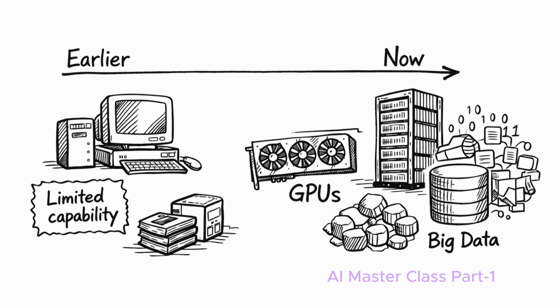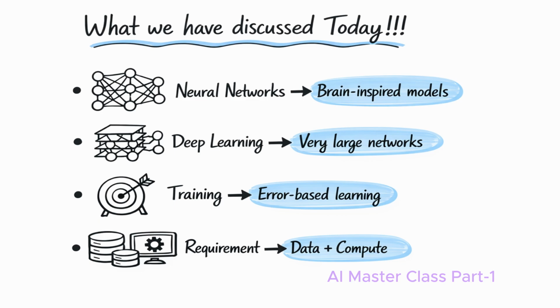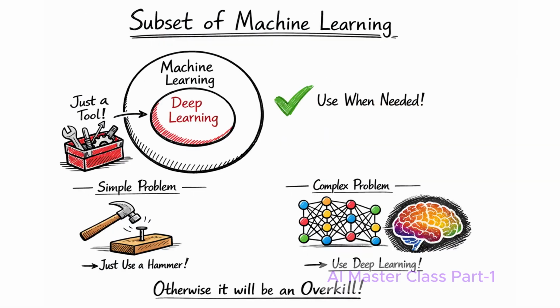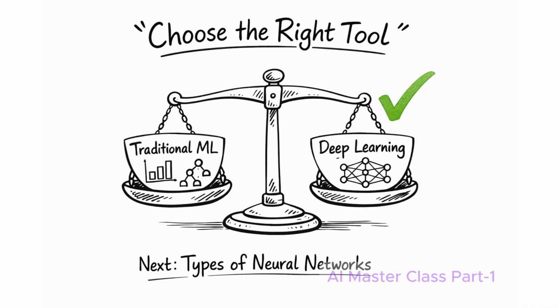Now, let me just summarize what we have discussed in this session. Neural networks are machine learning models inspired by human brains. They learn by adjusting weights based on the errors during training. Deep learning is the use of large neural networks with many hidden layers. And deep learning is powerful, but it requires a large amount of data and computing resources. And just like machine learning, deep learning is just another tool. It should be used only when the problem actually requires it. Otherwise, it will be an overkill. In real world systems, success does not come from using the most advanced techniques, but from choosing the right approach based on the problem.